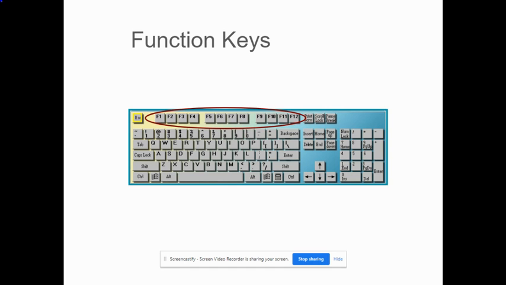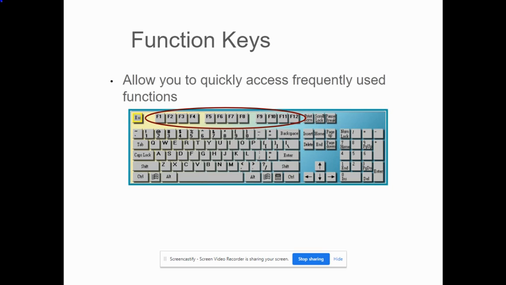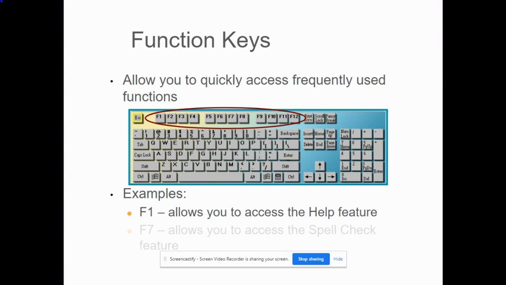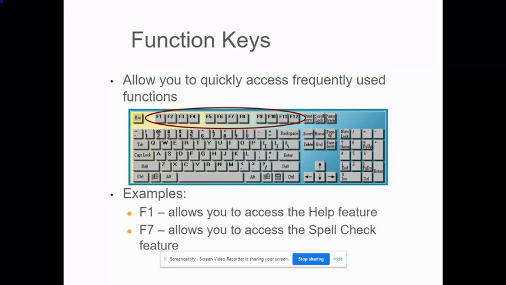Function keys are all of the F keys at the top of your keyboard. They allow you to access frequently used functions. Some examples are F1, which allows you to access the help feature, and F7, which allows you to access the spell check feature. And there are lots of function keys that have purposes in Word.